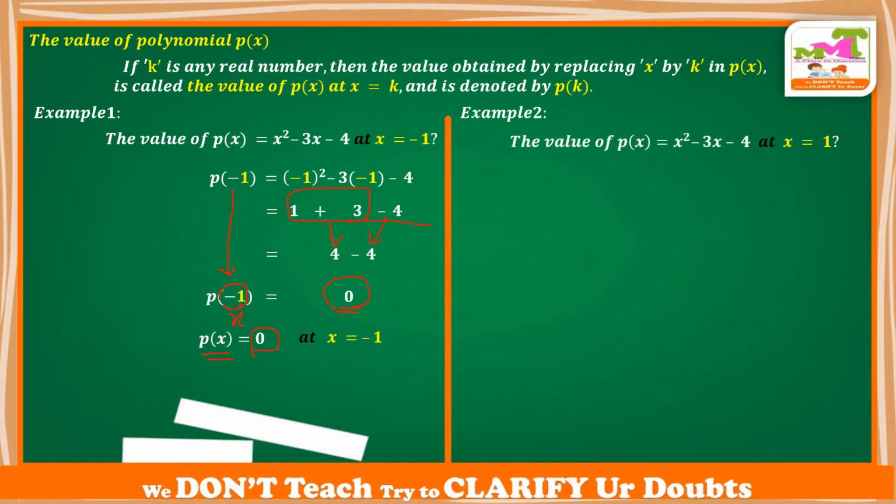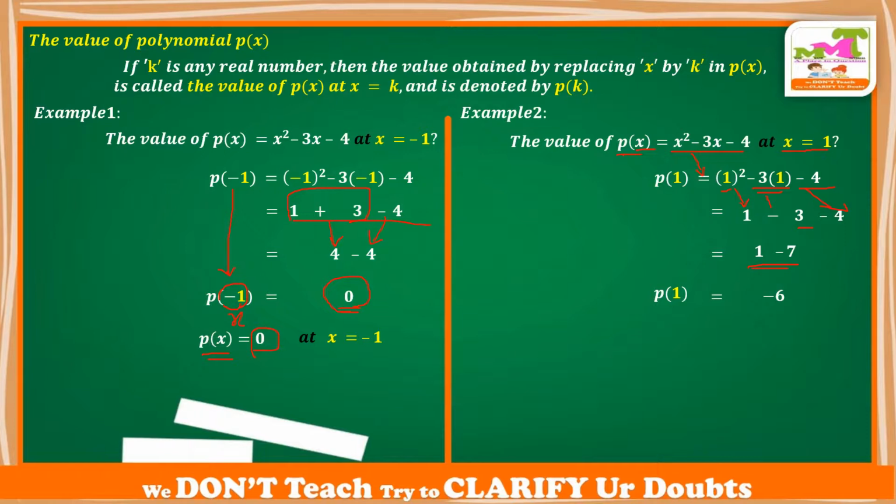The next example, the value of p of x. Once again, p of x is the name of the polynomial with the variable x, at x equals 1. So they're asking us to substitute the value of x as 1. Wherever x is in the given polynomial, you substitute it as 1. So 1 square minus 3 into 1 minus 4. 1 square is 1, and 3 into 1 is again 3 with the negative sign as it is, and minus 4. So it's going to be 1 minus 7, which is nothing but minus 6.